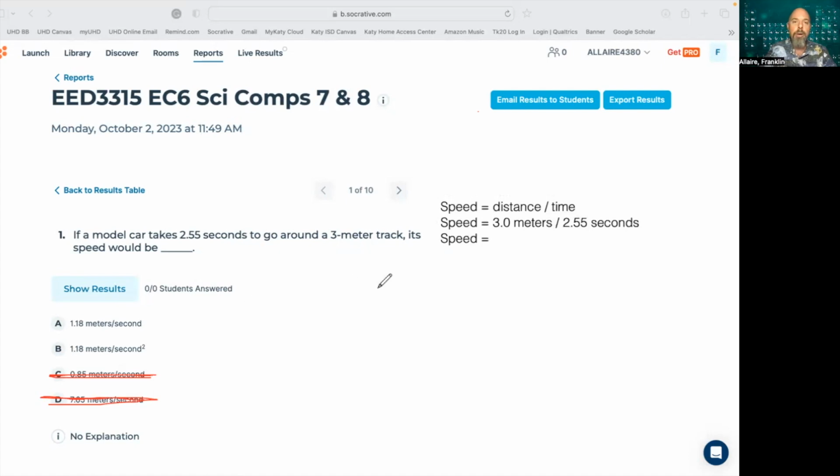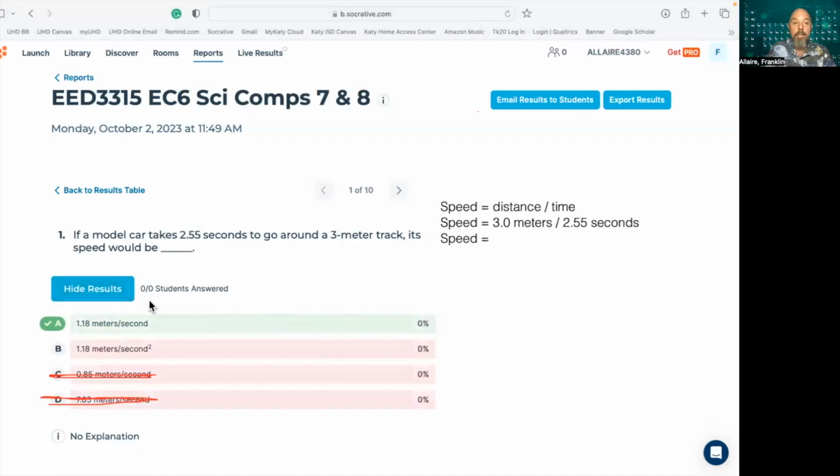And the way we figure out the unit is by combining what's in the numerator and the denominator. Since the unit in the numerator is meters and the unit in the denominator is seconds, our unit is going to be meters per second. And that is how we get the correct answer, which in this case is the letter A, 1.18 meters per second.